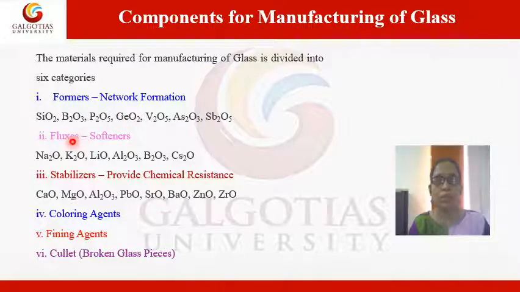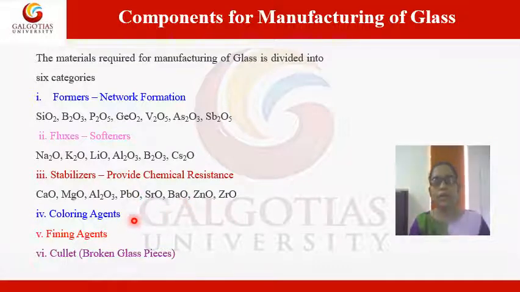Then there are some fluxes, which are also known as softeners: sodium oxide, potassium oxide, lithium oxide, aluminum oxide, boron oxide and cesium oxide. These are used as softeners or fluxes during the production process of glass. These materials mainly reduce the melting temperature of formers. Then there are some stabilizers or modifiers added to provide chemical resistance to glass. These are calcium oxide, magnesium oxide, aluminum oxide, lead oxide, strontium oxide, barium oxide, zinc oxide and zirconium oxide.